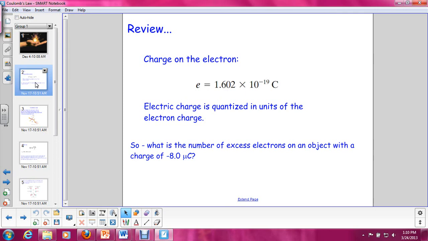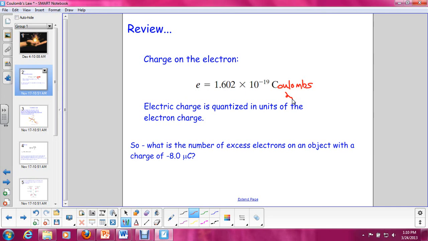The charge on a single electron is equal to 1.602 times 10 to the minus 19 C. And remember, C stands for coulombs. That is our unit for charge. So if we have a single electron, it has this much charge on it.